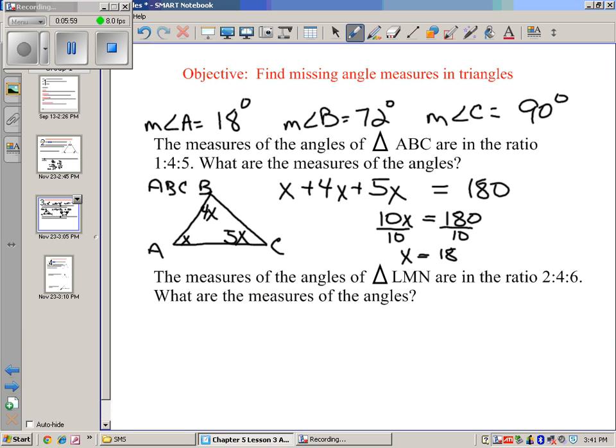If this was on the test and you solved it just for x, yeah, that'd be partial credit, but not all, because you have to answer the question. The question was, what are the measures of the angles, not just x? So make sure you answer the questions that are given.